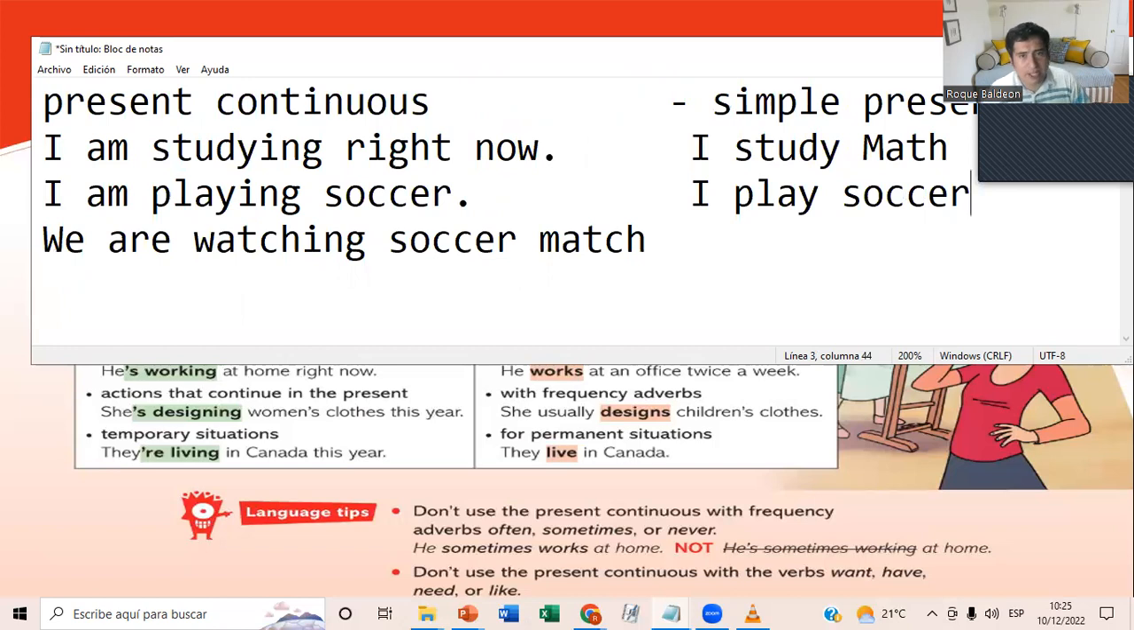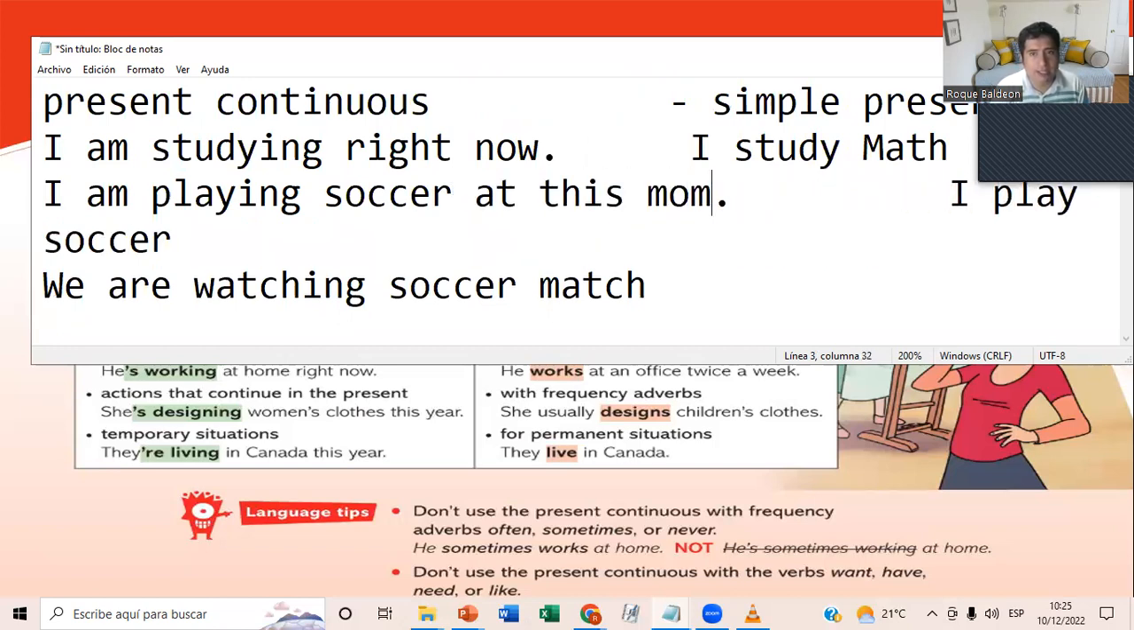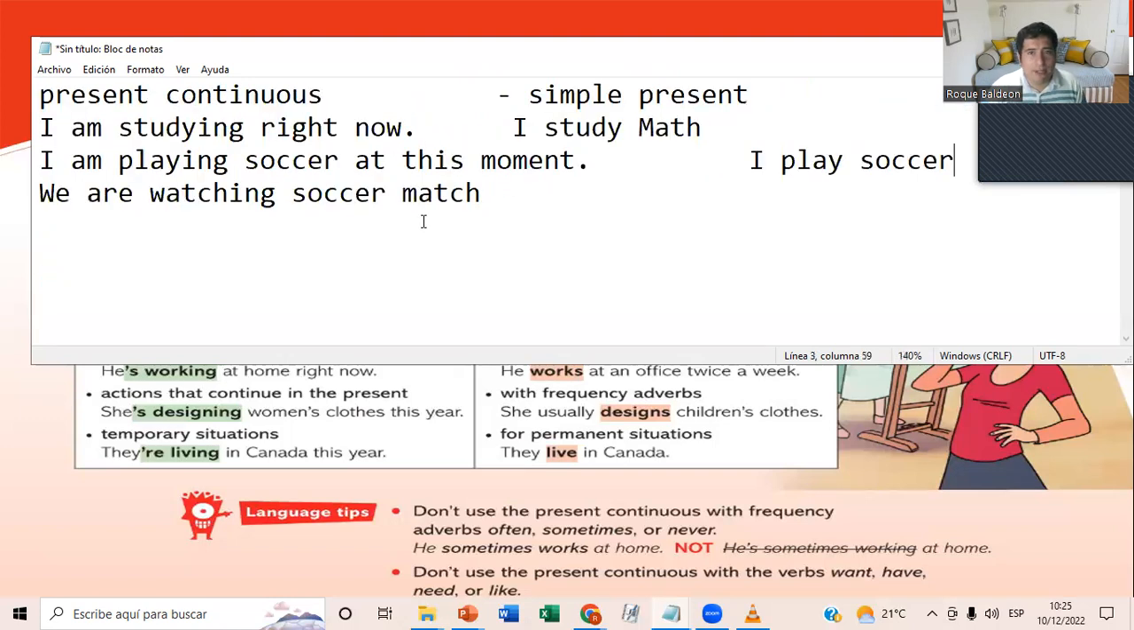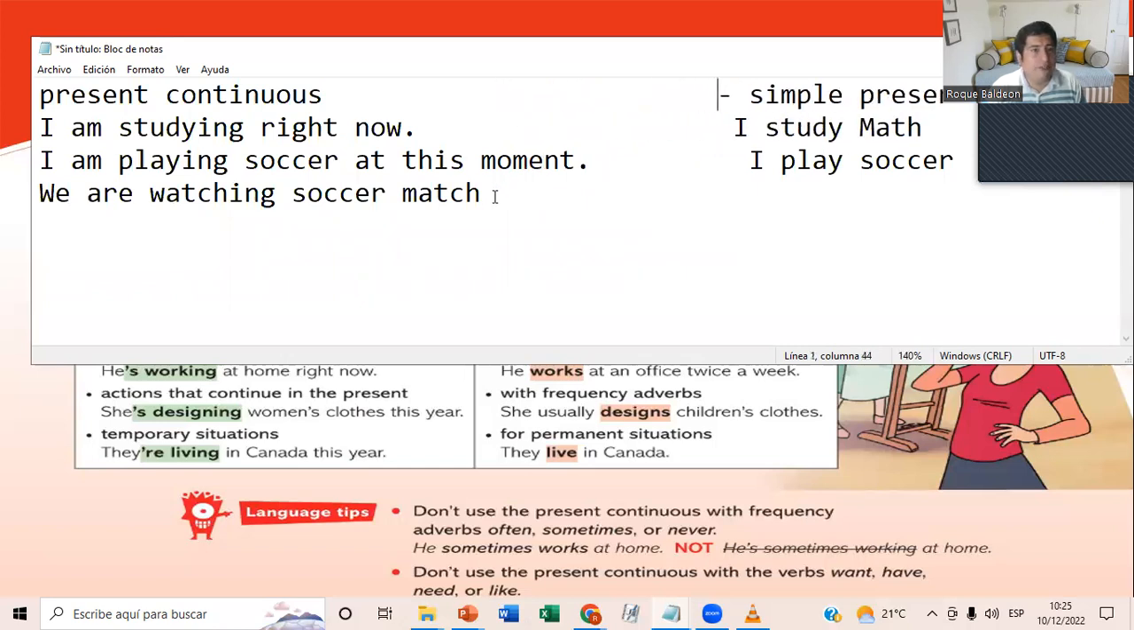We're watching soccer match, no? I am playing soccer at this moment, for example. That's it, very good. Another one, for example, we're watching soccer match right now or now, simplemente. Good, awesome. Y aquí, for example, yo puedo decir lo siguiente: I watch soccer match. Yo veo el partido.